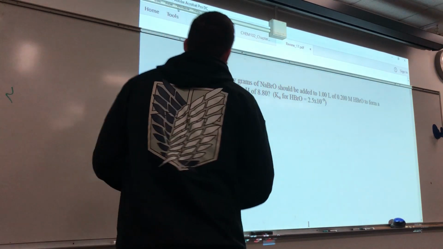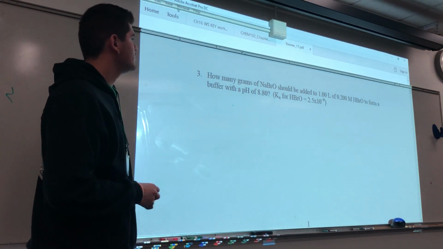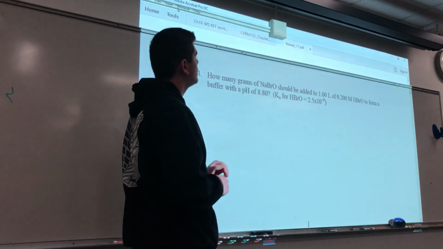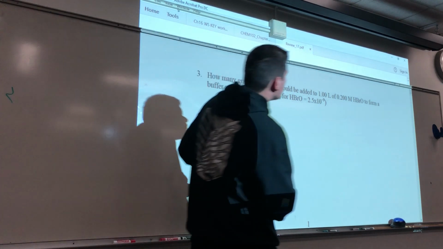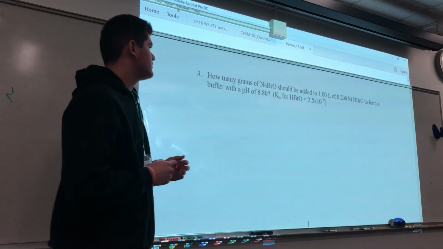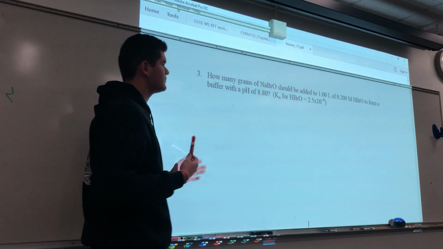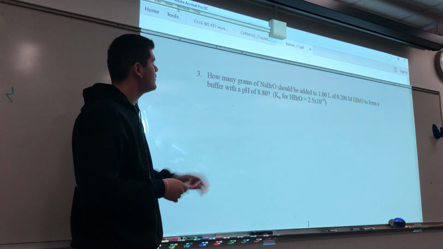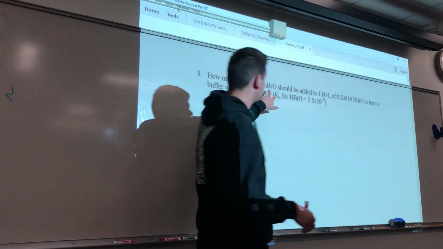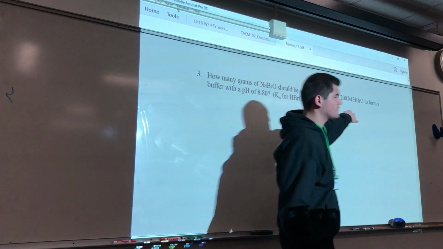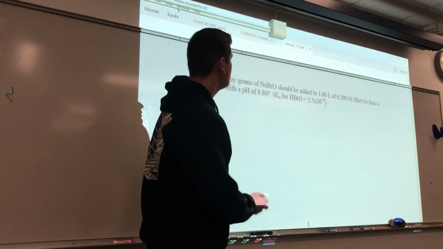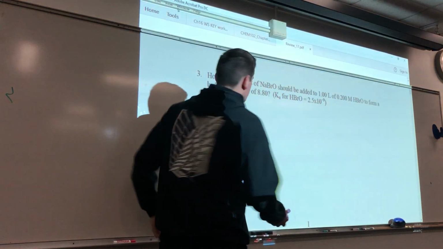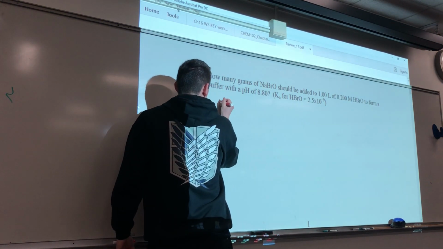Okay. So, how many grams of sodium bromate should be added to 1 liter of 0.2 molar bromic acid to form a buffer with a pH of 8.80? And Ka is given. So we have our conjugate base of this acid, correct? And it's weak, so we could use the Henderson-Hasselbalch equation. They give us the pH, which is 8.80.